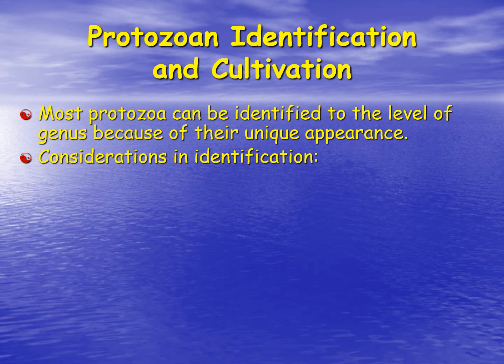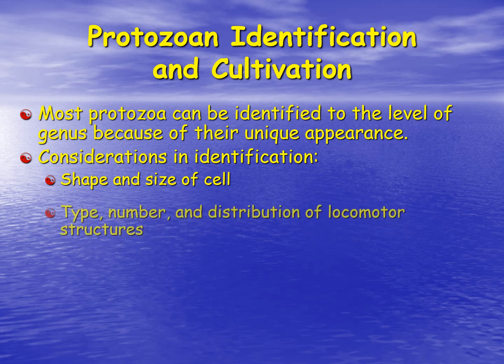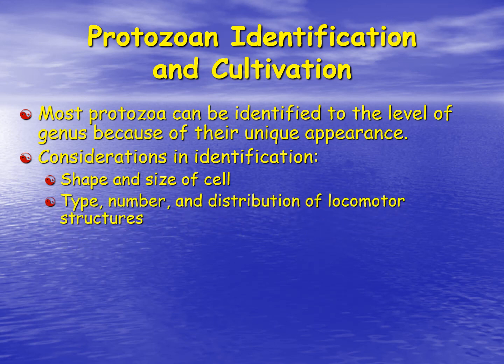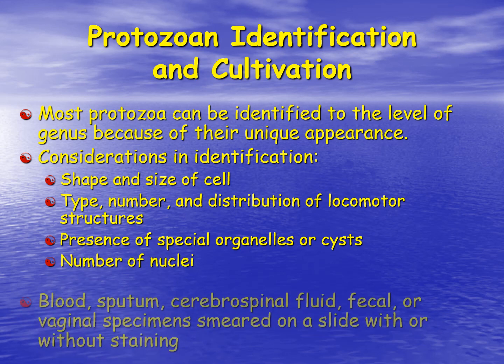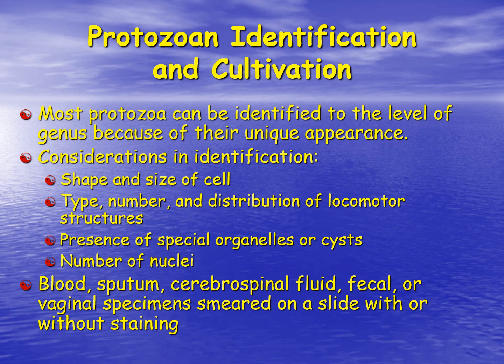So what are some of the considerations when we are identifying these protozoa? Well, certainly the shape and size of the cell, the type and number and distribution of the locomotive structures. Do they have flagella? Do they move by pseudopodia? Do they move by cilia, or a combination? Whether they have specialized organelles or can they form cysts. The number of nuclei. Blood, sputum, cerebrospinal fluid, fecal or vaginal specimens smeared on a slide with or without staining. Oftentimes, if these organisms are present, we can actually identify them fairly easily.